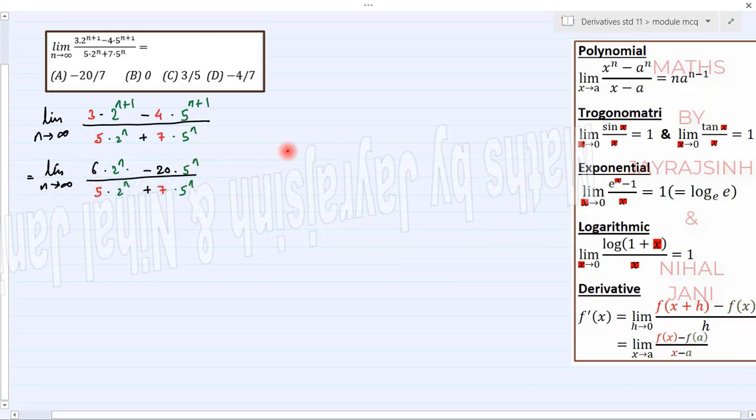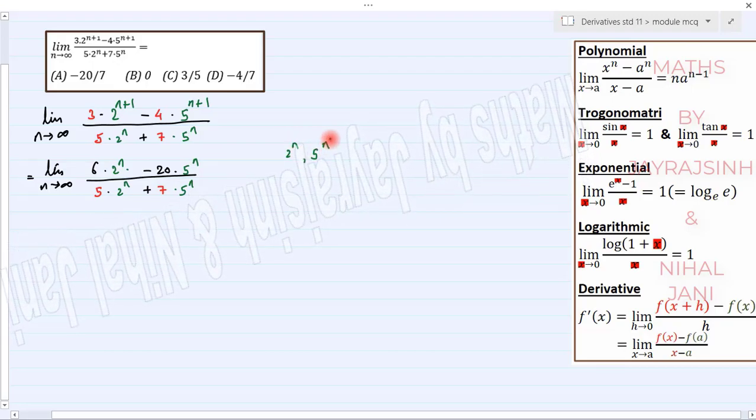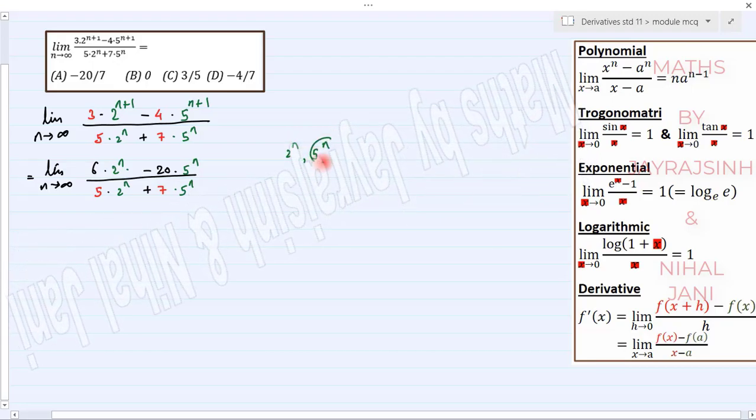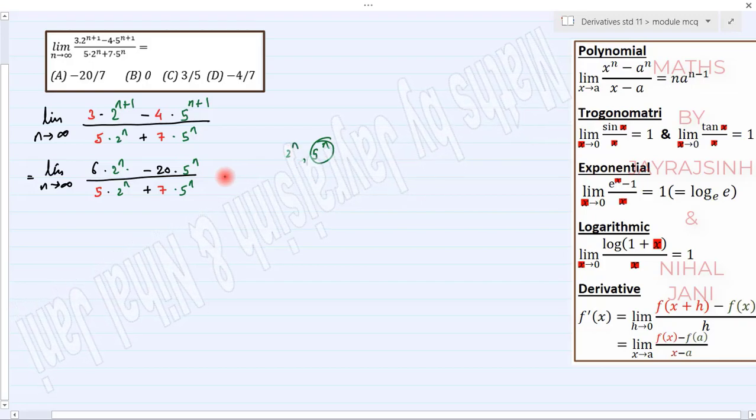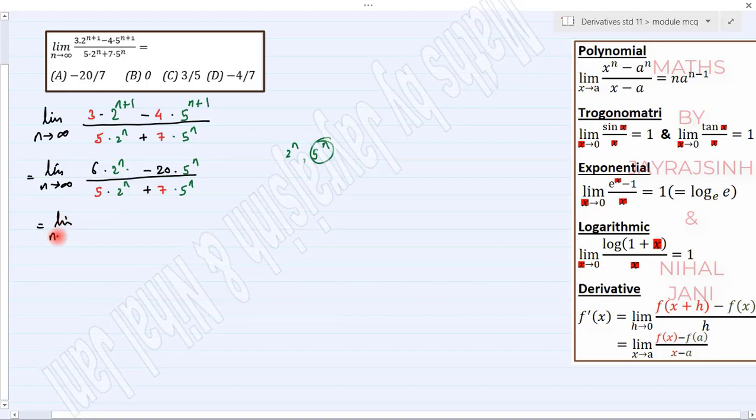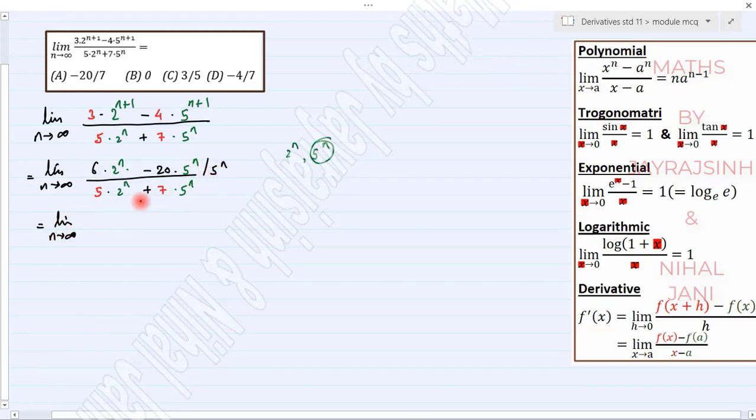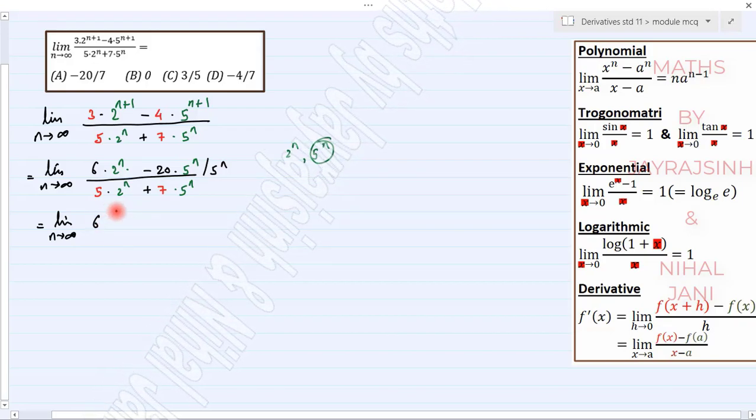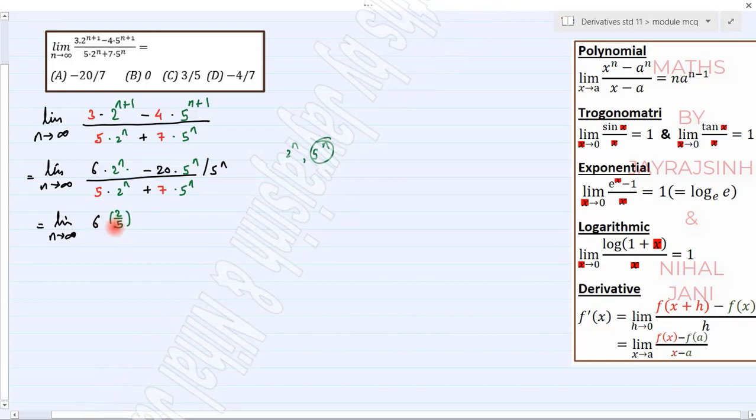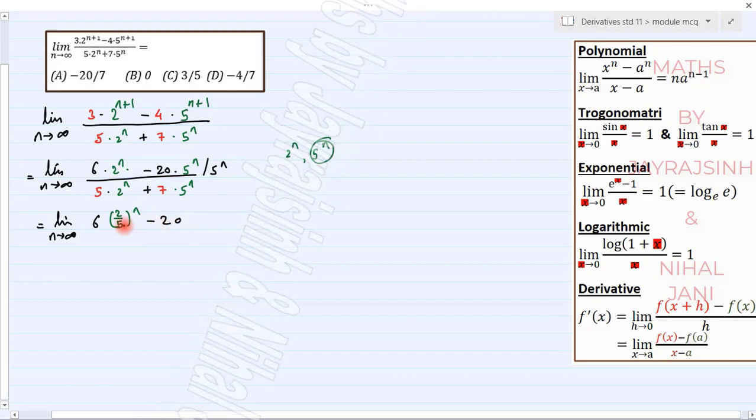Now, we have two terms, 2 raised to n and 5 raised to n. Divide the whole question by the bigger number. In this case, it is 5 raised to n. So, we will divide numerator as well as denominator by 5 raised to n. So, we'll get 6 into (2 by 5) raised to n minus 20 into 5 raised to n, 5 raised to n will cancel out.